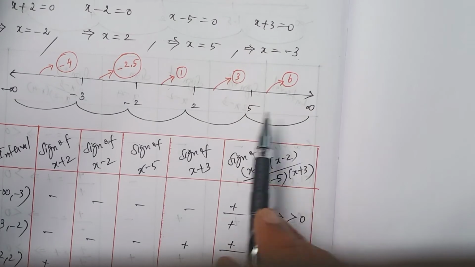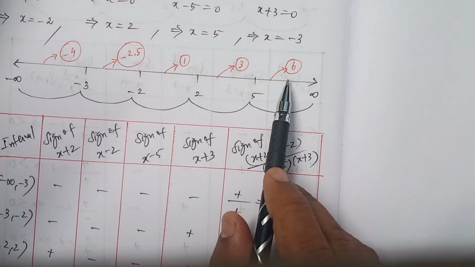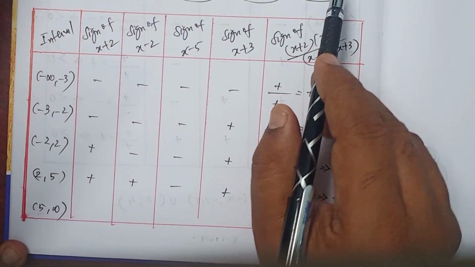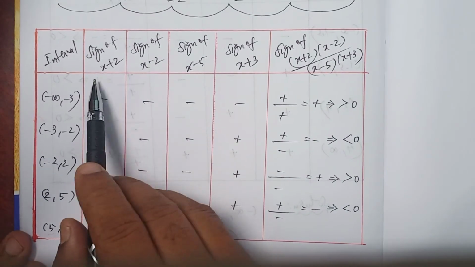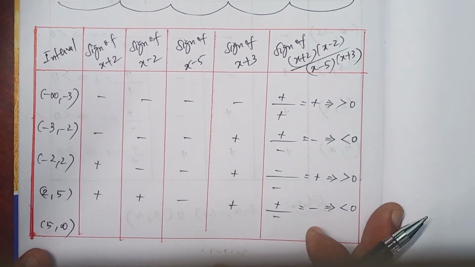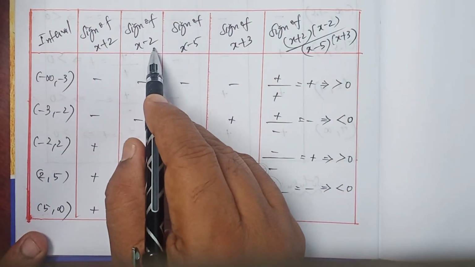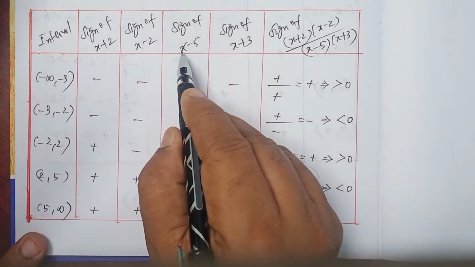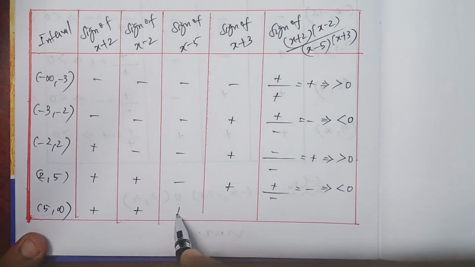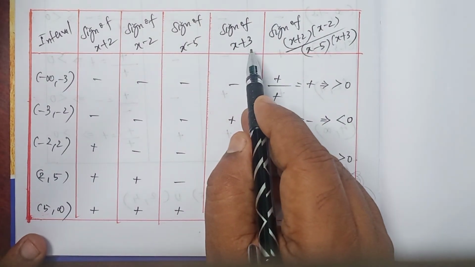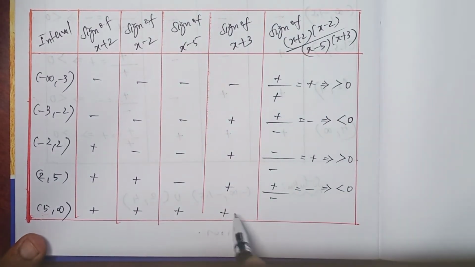Finally, in between 5 and infinity, I am considering the value 6. Substitute x equals 6 everywhere. 6 plus 2 is equal to 8, positive. 6 minus 2 is equal to 4, also positive. 6 minus 5 is equal to 1, positive only. 6 plus 3 is equal to 9, also positive.